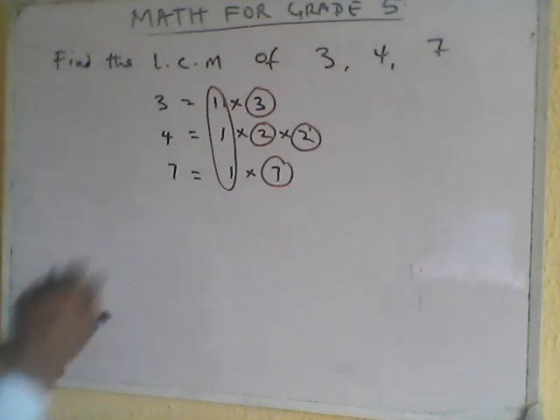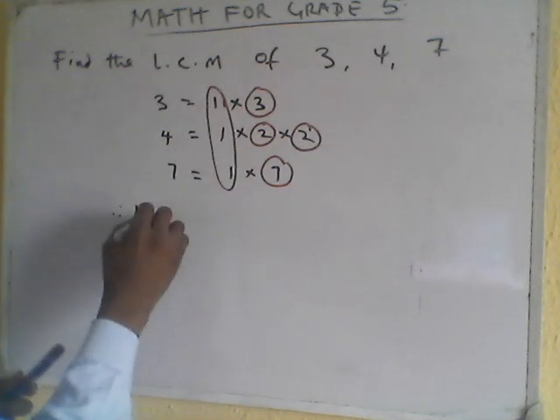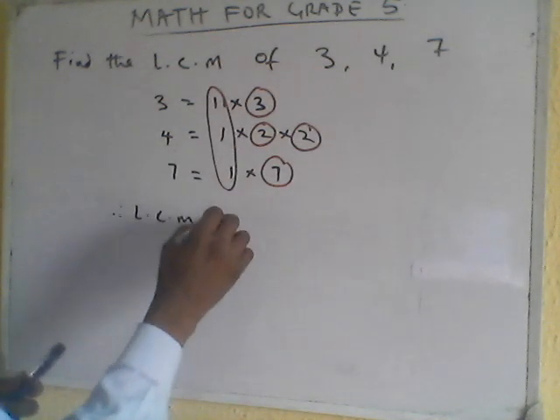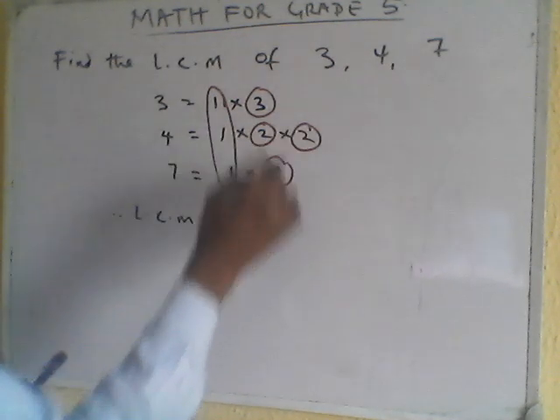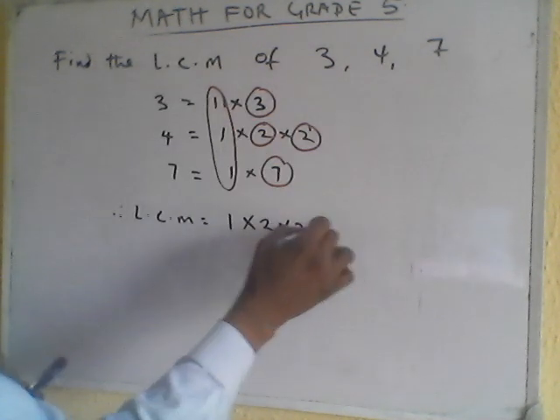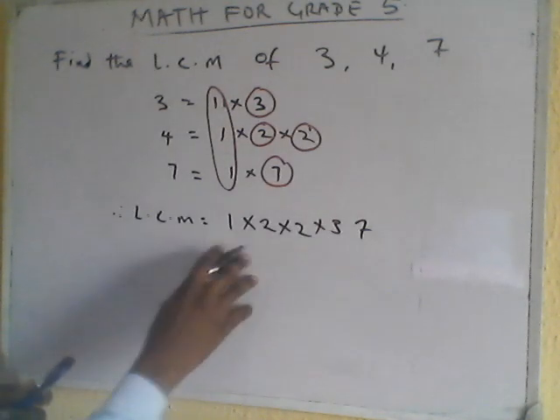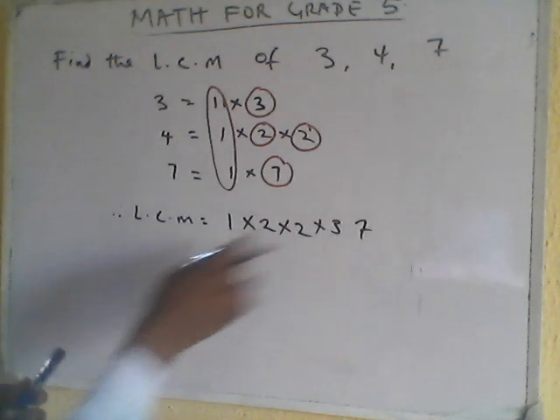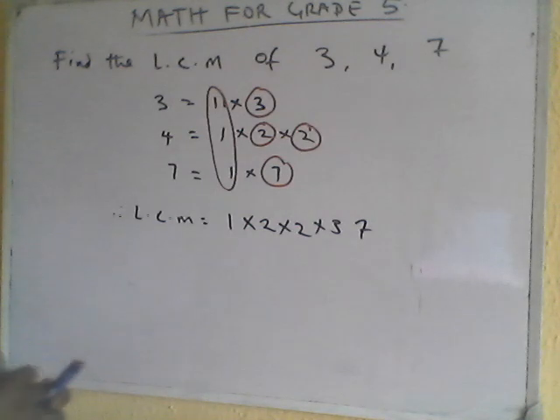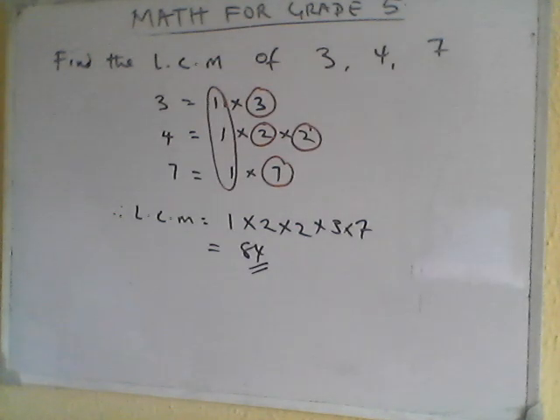So the LCM, therefore LCM is equals to 1, I take this one as 1, times, this one is 2, times another 2, times 3, and times 7. So 1 times 2 is 2, 2 times 2 is 4, 4 times 3 is 12, 12 times 7 is 84. So 84 is the LCM of that number series.